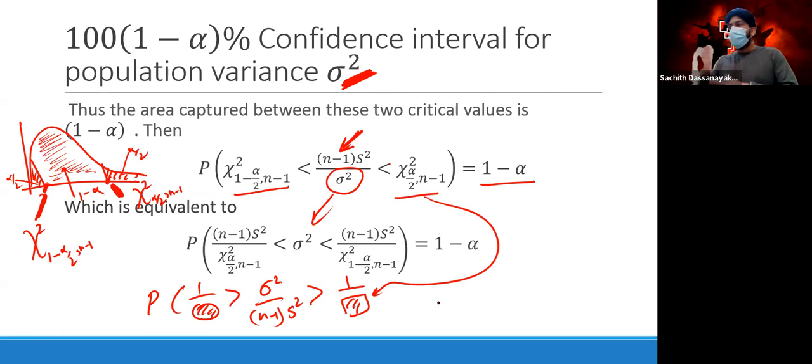Okay, so now you can do the cross multiplication and get this one, not whatever, this one.